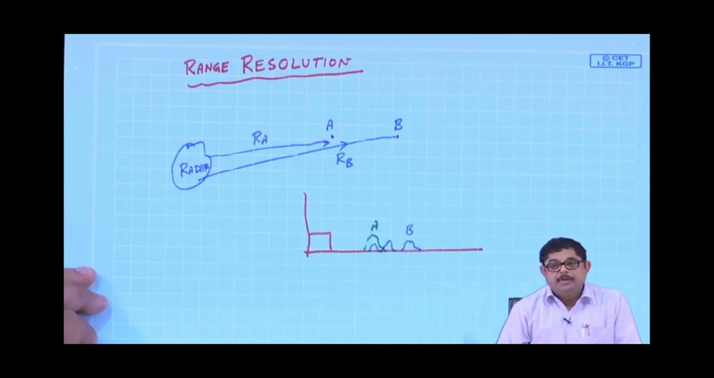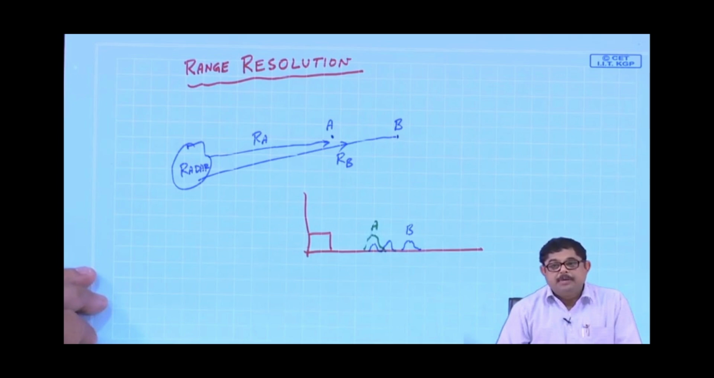Initially, the echo from object A, at RA, and object B, at RB, are clearly distinguishable. As the distance between them decreases, the echoes come closer in time. The range resolution is the minimum distance between these objects at which the radar can still detect them as separate targets. Range resolution is influenced by the pulse width.